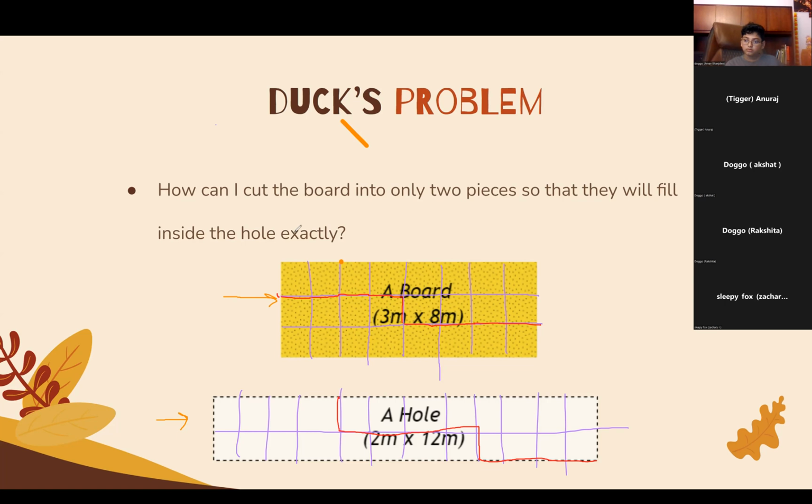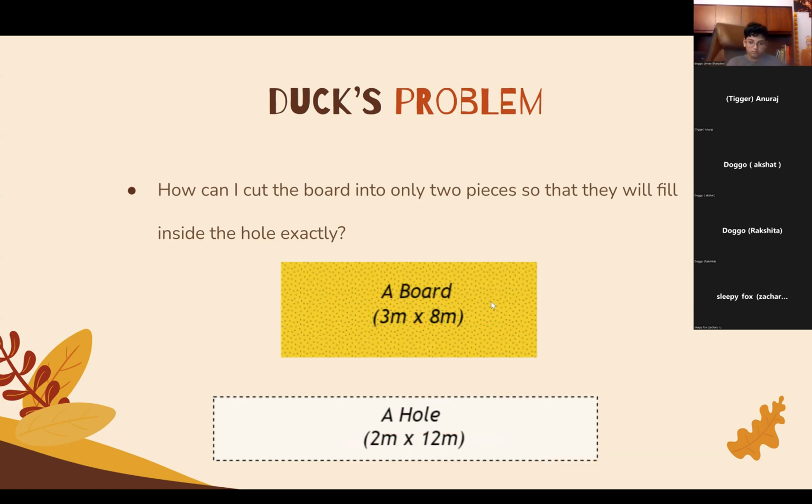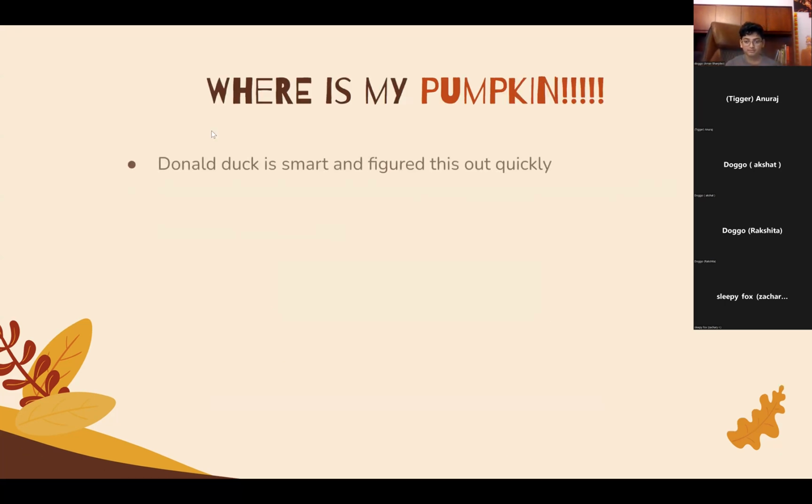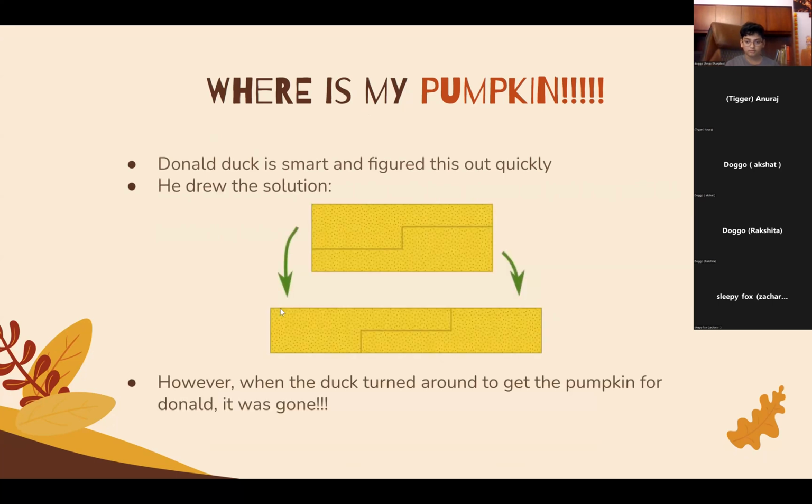Okay, so Donald Duck solves this for the other duck. He fixes the duck's problem. The other duck should be very thankful. But does he get his pumpkin? You guys should guess. Do you think he gets his pumpkin? Well, you guys would be right. He does not get his pumpkin because when the other duck turns around to try to get the pumpkin for him, it's gone. It disappeared into thin air.